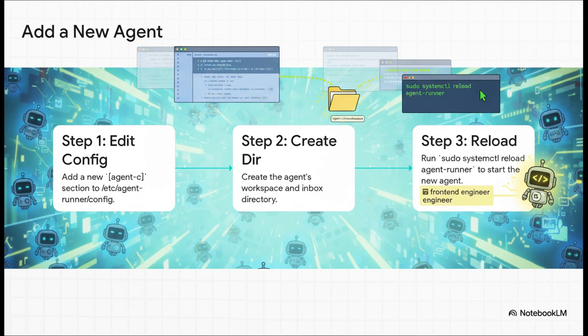And what if you need to add a new agent to the team? It's ridiculously easy. Say you need a front-end specialist. All you do is pop open that config file, add a new section for Agent C, create a folder for it, then you just run that one systemctl reload command. That's literally it. Your new agent spins up, and your other agents don't even skip a beat.